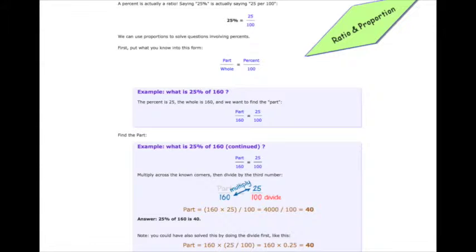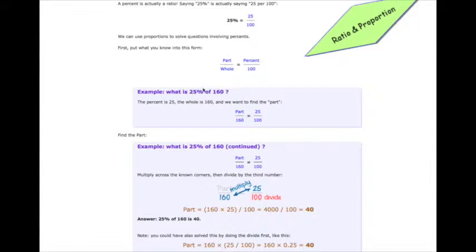The formula you use usually is part over whole equals percent over 100. That's kind of self-explanatory, because when you're talking 3/4, 3 is the part, 4 is the whole, the percent is 75%. So then if you've got 3 here, 4 here, 75 here, and 100 here, when you multiply the 4 by 75 and the 3 by 100, you should get the same answer.